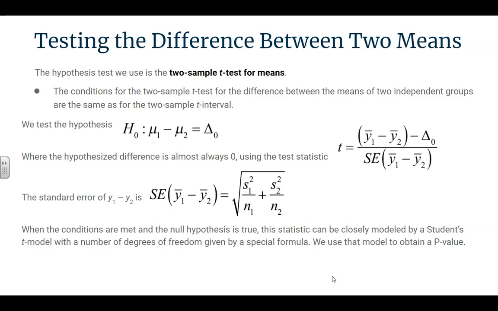We'll find our t statistic, and our standard error will be the same as we talked about with the interval. So when the conditions are met and the null hypothesis is true, this statistic can be closely modeled by a Student's t-model with the number of degrees of freedom given by that special formula. And then we'll obtain the p-value like we always have and make a conclusion.